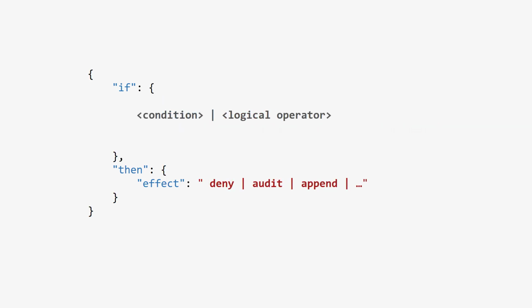All right. So a policy rule has an if property and a then property. The then specifies what happens whenever the if is true, and there are many effects that you can choose. For today, we're going to focus on the denial one, and it actually allows you to cancel a deployment request whenever your conditions are not met. Now, the if statement or if property itself can contain conditions and logical operators.